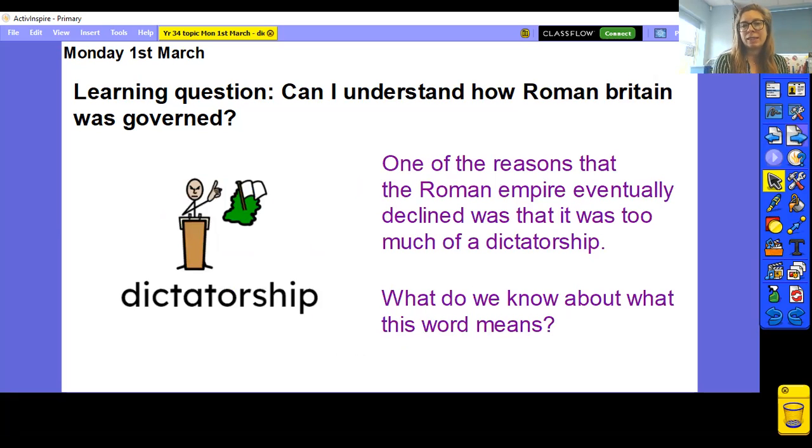So one reason that the Roman Empire eventually declined was that it was too much of a dictatorship. So what do we know about what that word means, dictatorship? So we have thought about that before. So you have a little think.